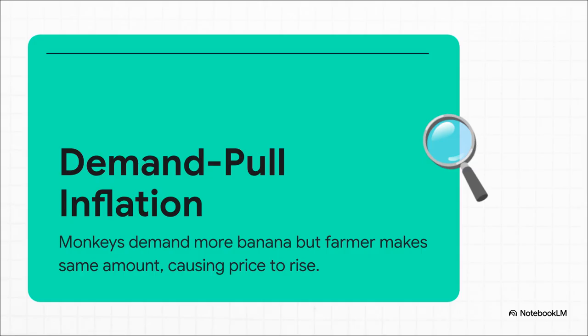Imagine the monkeys suddenly demand way more bananas, but the farmer is producing the exact same amount as always. What happens? Well, the banana becomes rarer compared to how much the monkeys actually want it. Since every monkey in the jungle is fighting over that same limited pile, the price naturally shoots up. In economics, this dynamic where consumer appetite totally outpaces a steady supply is called demand-pull inflation. Literally, the demand is pulling the price upward.